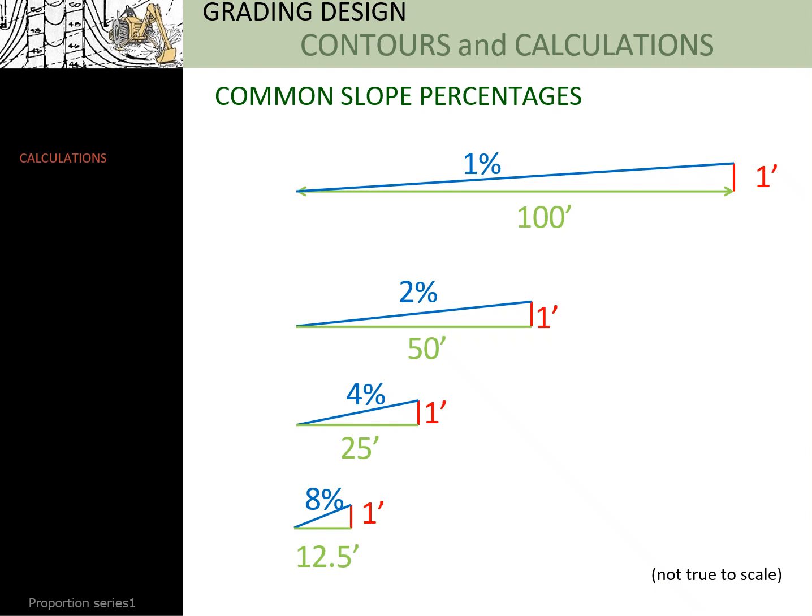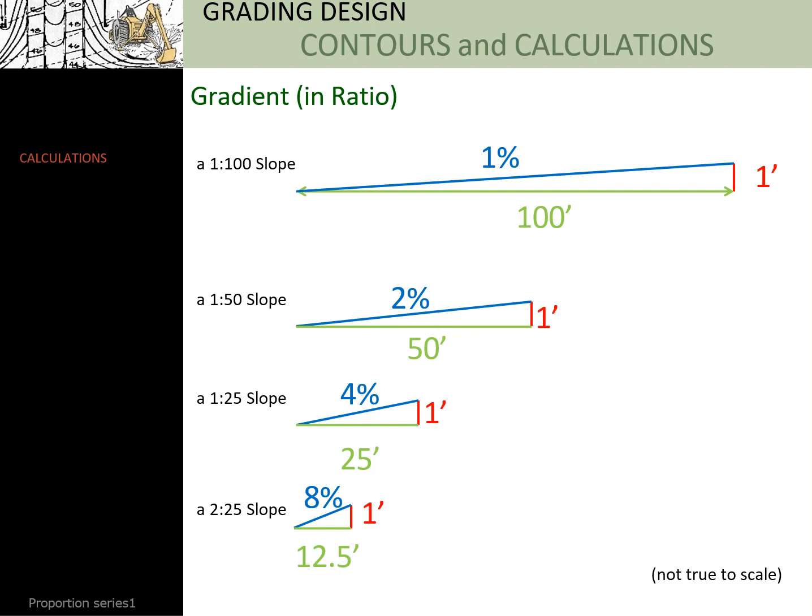It can also speed up your design. When you propose an 8% slope, you will keep your contours 12.5 feet apart without a blink. Last but not least, this slide shows you the common slope triangles represented in gradient. As you become more familiar with the slopes, you will be more confident in representing slopes in different formats. A 1% slope is a 1 in 100 slope, 2% a 1 in 50 slope, 4% a 1 in 25 slope, 8% is a 2 in 25 slope.